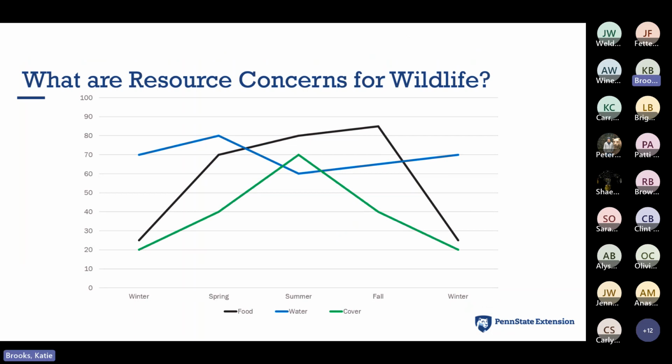So this is a chart of the different resources available throughout the seasons. On the bottom, you see winter, spring, summer, fall, and then back to winter again. And then on the left is just a relative abundance of that resource. And so I said earlier, water isn't a limiting factor in this area. You can see water stays above that 50 abundance, and it's relatively stable compared to the other resources. When you get into fall and winter, you can see food and cover decline, which is what causes species to move to get to a place where resources are available.